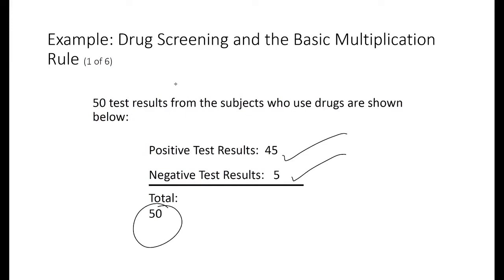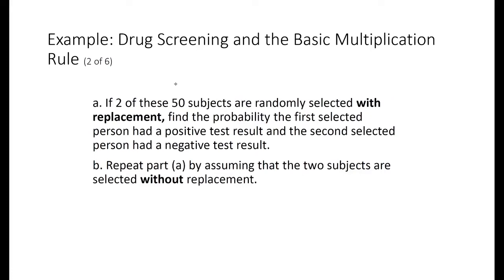As you can see, there are 50 in total. If you select one person, 45 of them could have positive test results, so 45 out of 50 gives you the positive test result. If you choose 2 of them, the probability of finding the first one positive and the second one negative, let's say A is positive and B is negative, with replacement can be found by finding the probability of A times the probability of B. We can use this formula because A and B are independent in this case, since we are replacing the person.